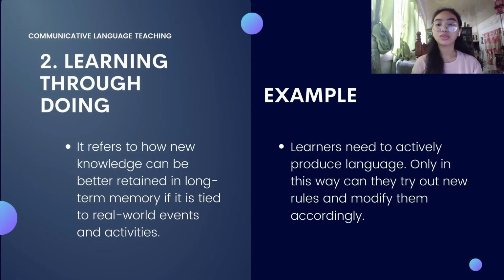Second, we have learning through doing. It refers to how new knowledge can be better retained in long-term memory if it is tied to real-world events and activities. For example, learners need to actively produce language. Only in this way can they try out new rules and modify them accordingly. In short, learners need to actively use the target language in real-life conditions in order for their linguistic knowledge to become automatic. So that is learning through doing.